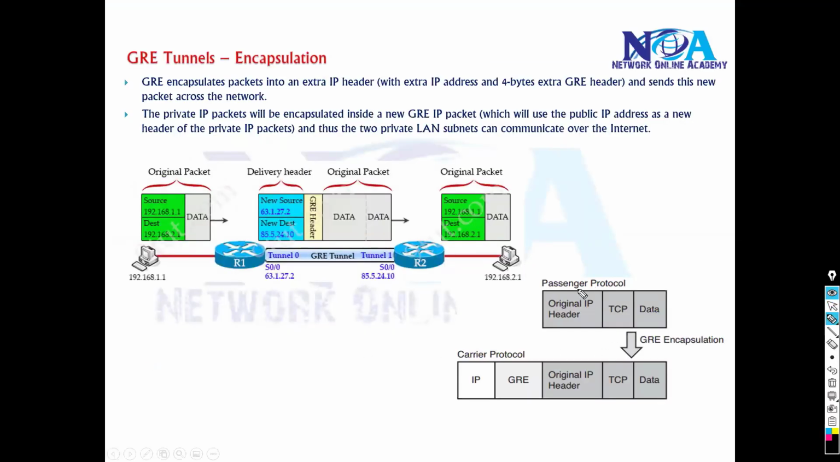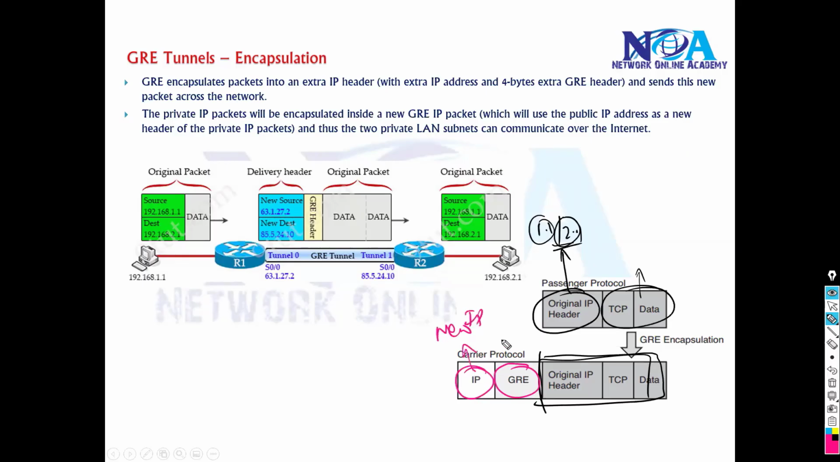Typically, your IP packet has an original IP header. In our case, it will be 1.1 and 2.1, the original source and destination addresses from LAN to LAN. It carries other data information, including your TCP, UDP, and so on. You will see the same information there. Additionally, on top of it, it's going to add a GRE header and a new IP header. These are the additional encapsulation information added to the original data.